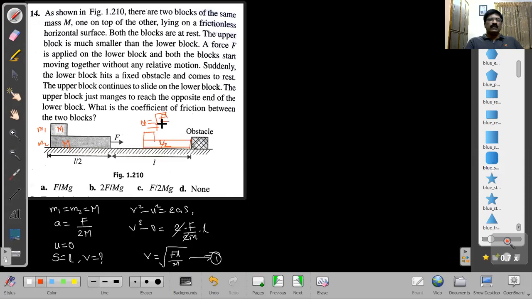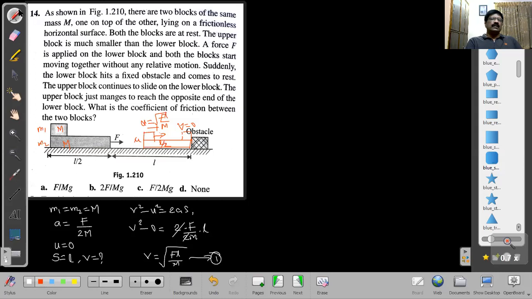Whenever the lower block makes collision with the obstacle, then the lower block is stopped. But as the upper block is having this much velocity, it slips over the surface of the lower block. The coefficient of friction is given as, say, mu between the lower block and upper block. So because of friction, the velocity gradually decreases, and whenever it reaches the other end of the plank, that means through a distance L by 2, its velocity becomes 0. That is the condition given.